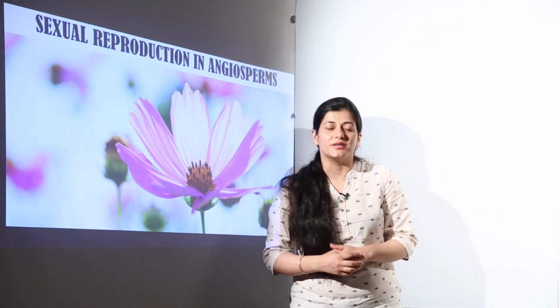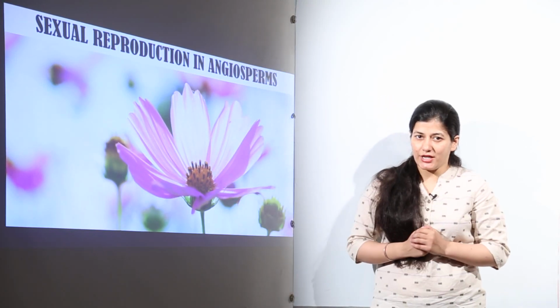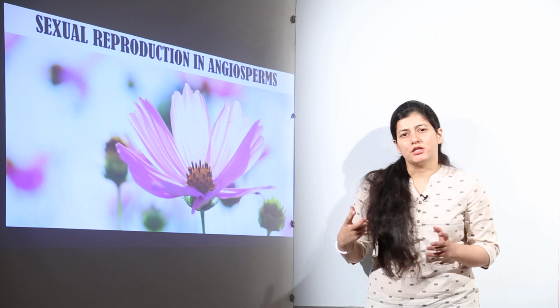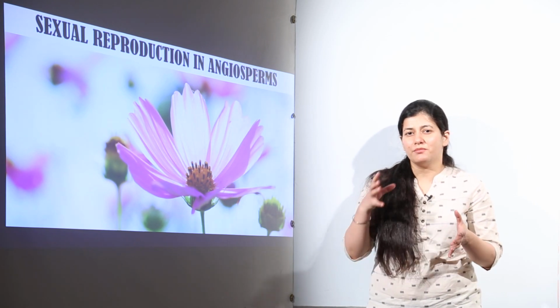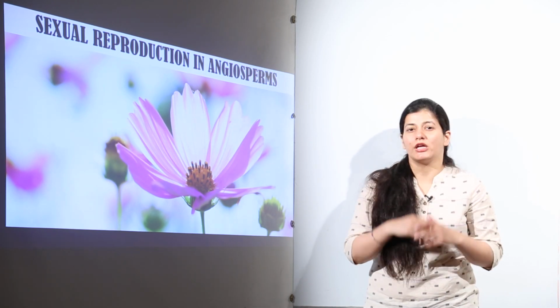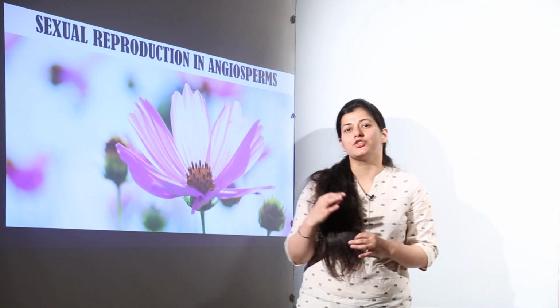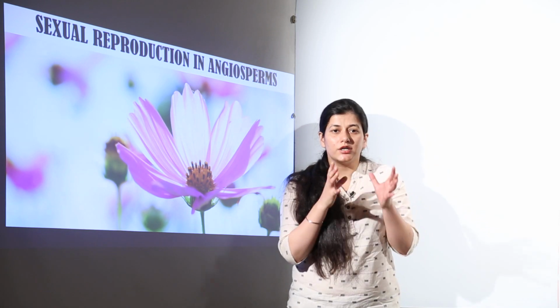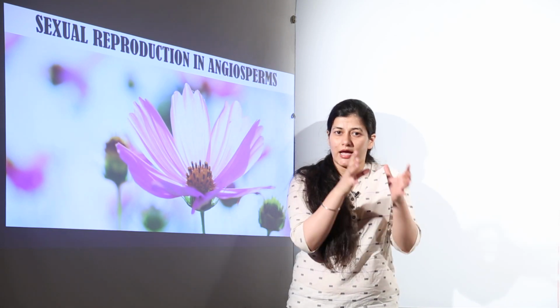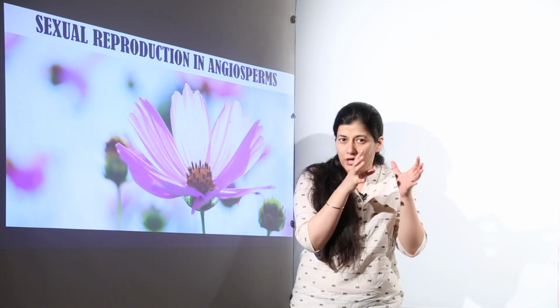We had talked about sexual reproduction in angiosperms, and we got an introductory lesson where we said that the main site for sexual reproduction in the flowering plants is of course the flower. So we are going to see the structure of a typical flower, what all it contains and where that site of sexual reproduction would be located.